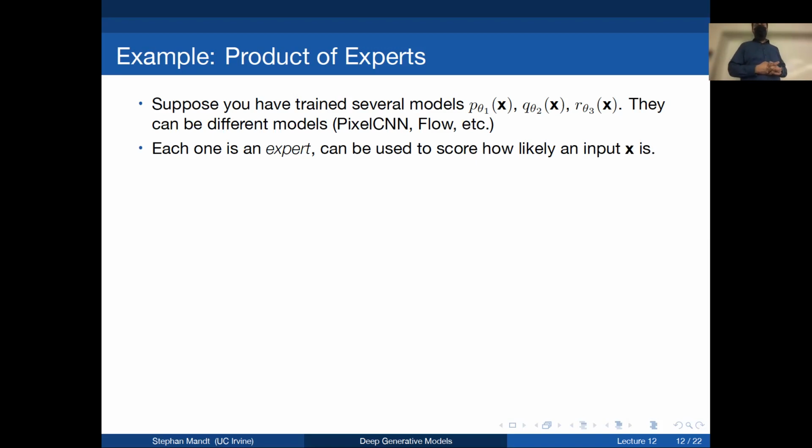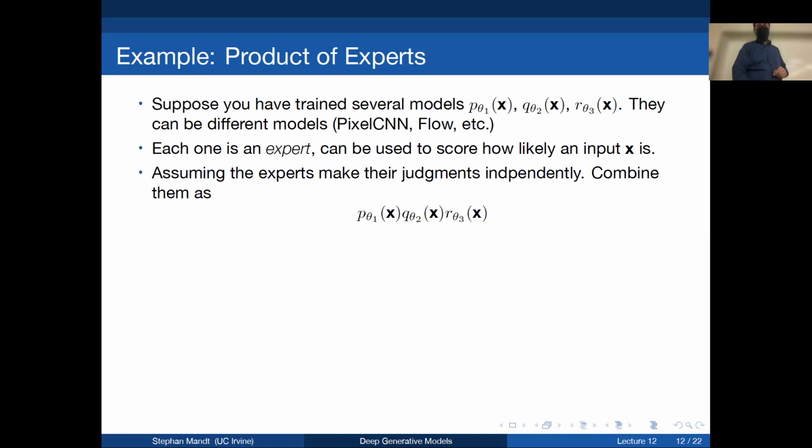Now, what you want to do is score how likely every individual data point x is. If you assume that these experts are making their judgments independently, then a natural way to combine them is through a product, right? So then you're interested in the product distribution of P, Q, and R. And of course, this product is now no longer normalized to one, right? The domain is the same for these three different distributions. So the product of any two distributions in the same domain is no longer a normalized distribution, and of course also not for three.